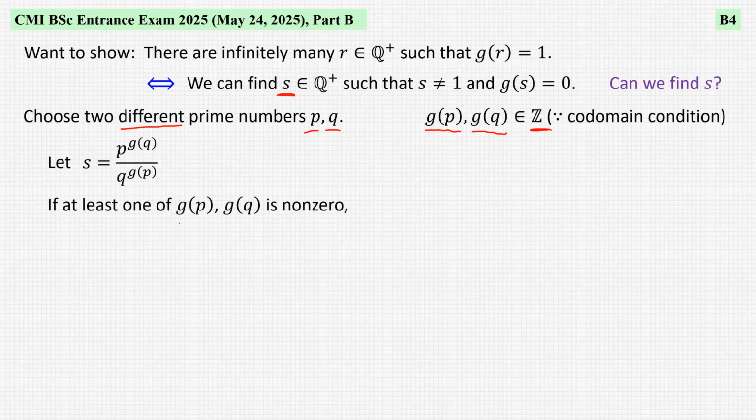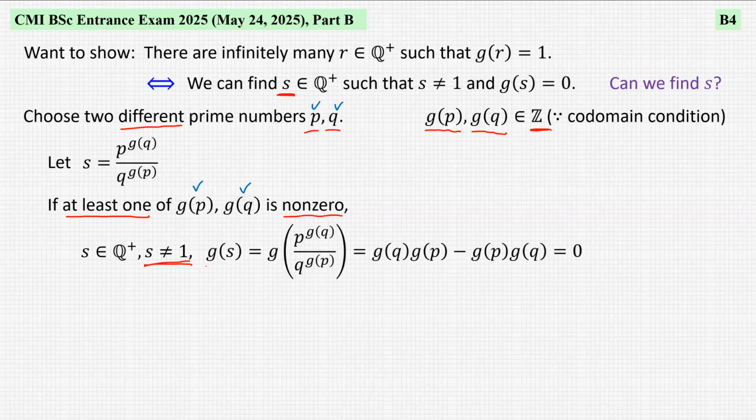We need an additional condition though, which is that at least one of g of p and g of q is non-zero. In other words, suppose that we can choose two different prime numbers p and q in a way that not both g of p and g of q are 0. Then you can easily notice that s is a positive rational number that is not equal to 1. And most importantly, you can find out that the value of g of s equals 0, which fits our condition in the equivalence statement.